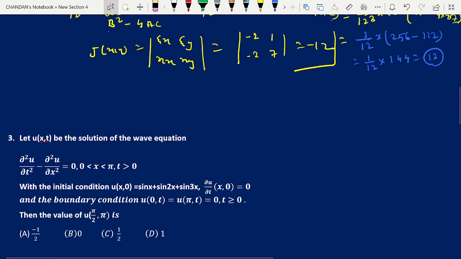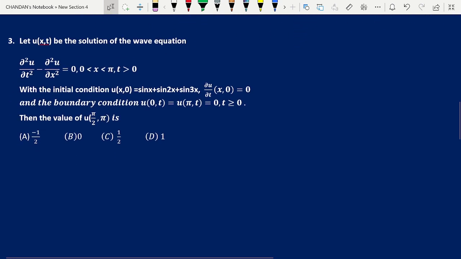The third question is given that u(x,t) is the solution of the wave equation with the initial condition as well as the boundary condition. So here we have two methods. Firstly we solve by D'Alembert's solution, and second, here L is finite, it is a finite string.